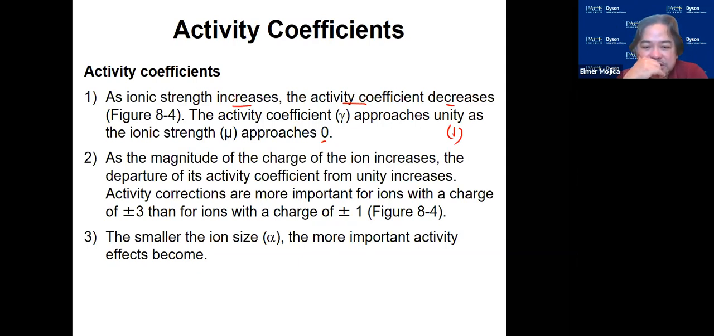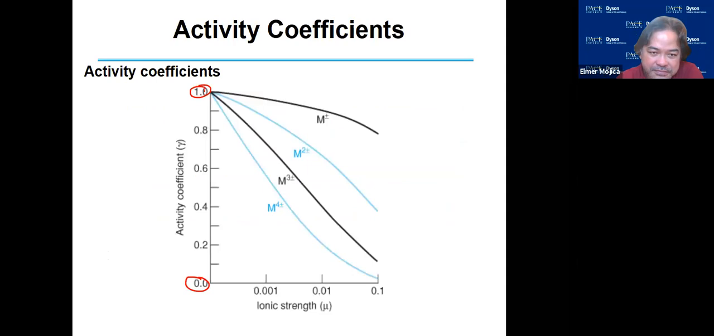Now, as the magnitude of the charge of the ion increases, the departure of its activity coefficient from unity also increases. So activity corrections are more important for ions with a charge of plus or minus 3 than for ions with a charge of plus or minus 1. And the smaller the ion size, the more important activity effects become. So this is just the summary that we have so far about activity coefficients.